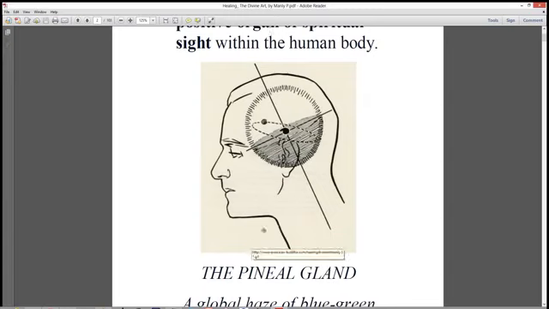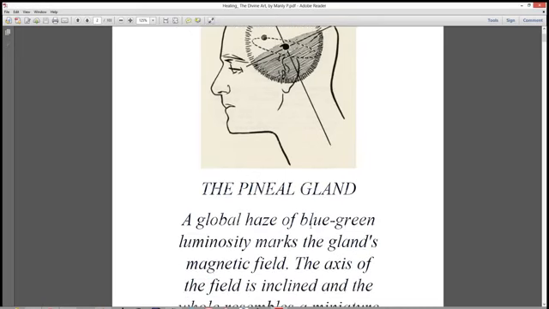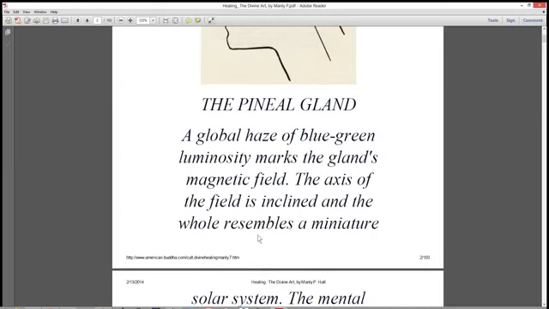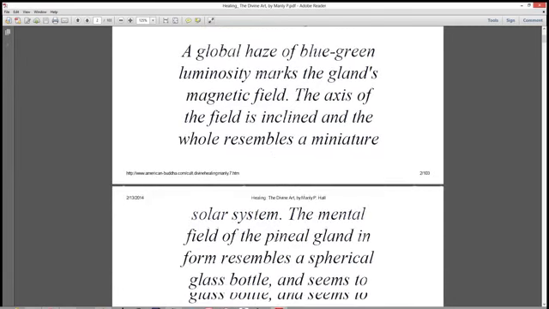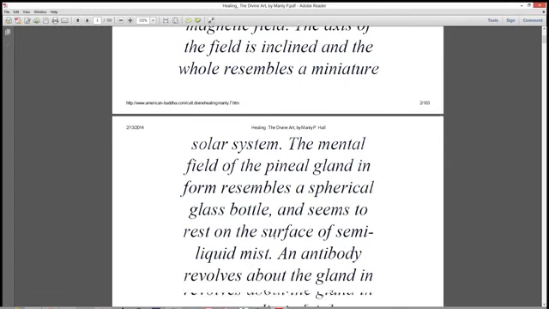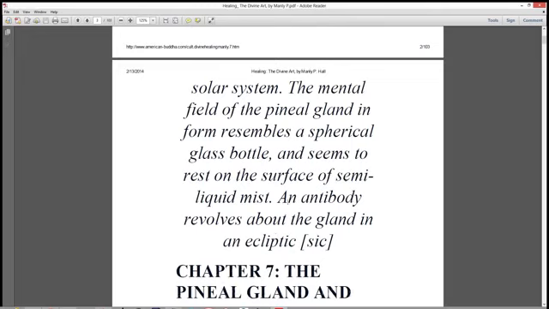So this is an interesting diagram that he shows right here. And what does it look like? Well, it looks like there's something orbiting this thing in his head. The pineal gland, a global haze of blue-green luminosity, marks the gland's magnetic field. The axis of the field is inclined, and the whole resembles a miniature solar system. The mental field of the pineal gland form resembles a spherical glass bottle and seems to rest on the surface of semi-liquid mist. Interesting, huh?